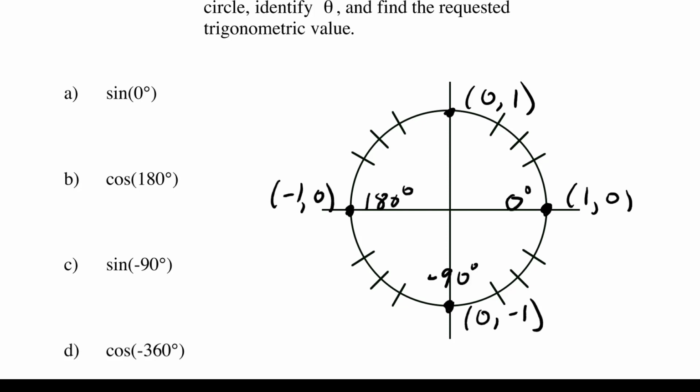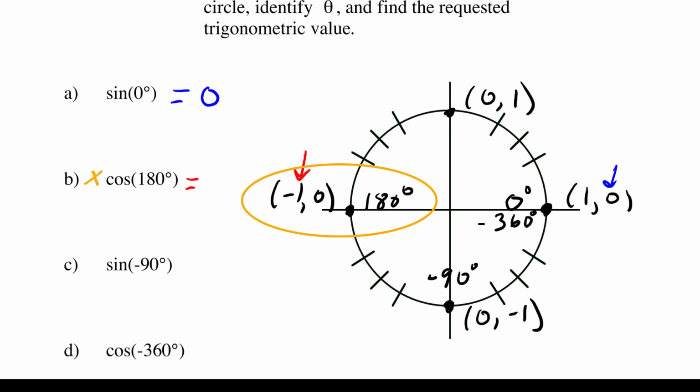Okay, you notice I just put the angle measures in quickly. And we're looking at the sine of 0 degrees. Sine is the y coordinate. So sine and y, they kind of rhyme a little bit. Sine of 0 degrees is 0. Cosine, of course, cosine is the x, doesn't rhyme with anything. But cosine of 180 degrees is -1.